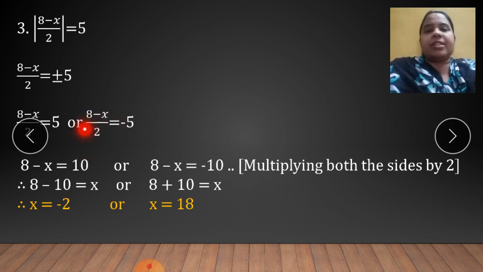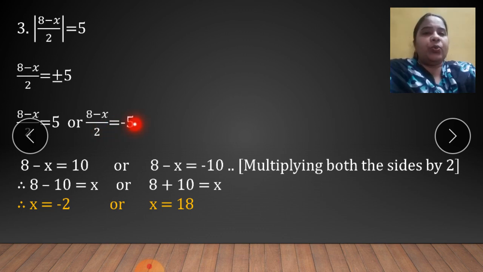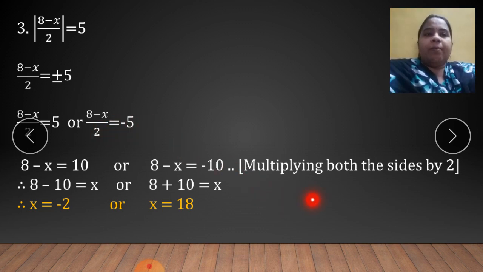It is 8 minus x upon 2 is equal to 5, or 8 minus x upon 2 is equal to minus 5. Okay, then what? Now since it is having a denominator 2, I will try to remove that, multiplying both the sides by 2. Correct? When I multiply 2 here, it will get cancelled, or you just understand it that this 2 can be shifted to right hand side. So what it will be?